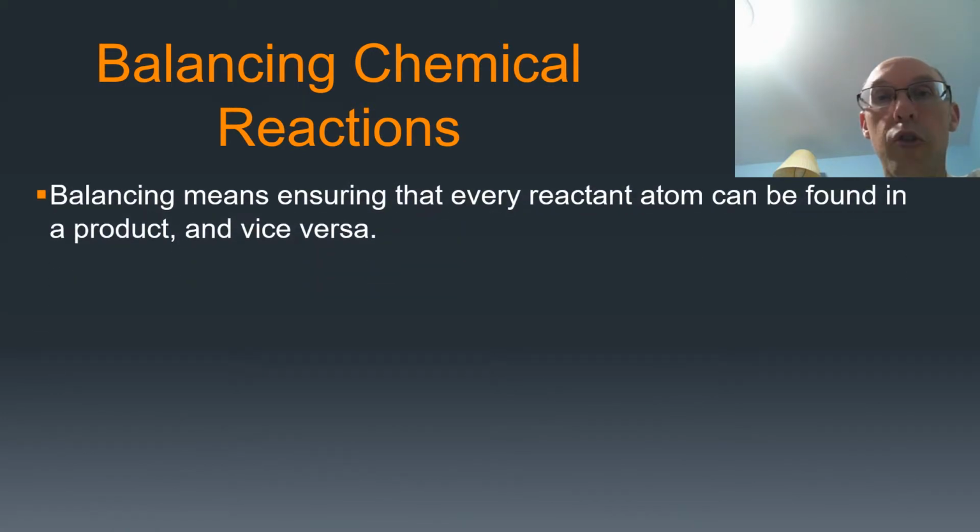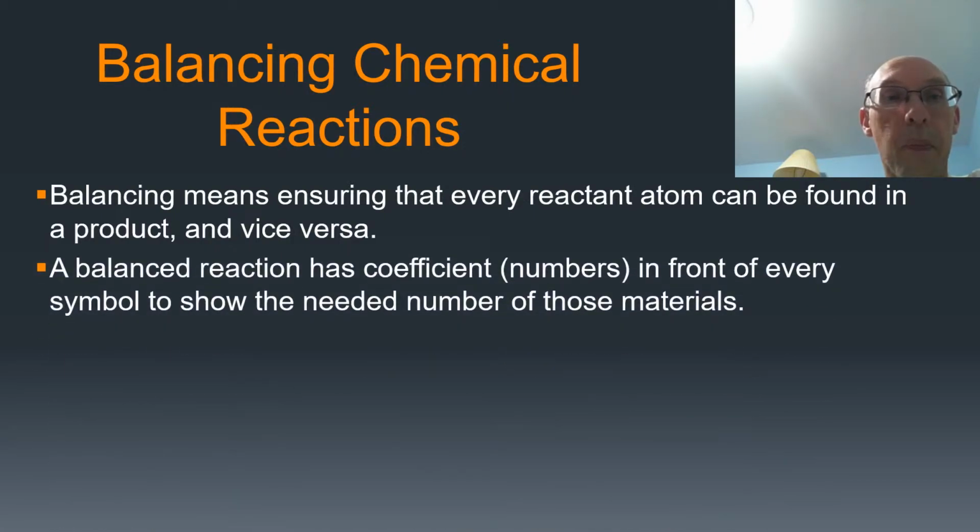Balancing means that we're ensuring that every reacted atom can be found in the products and vice versa, meaning that if you've got an atom that you see in the product, you have to be able to account for it in the reactant side. A balanced reaction will have coefficients, which are numbers, in front of every symbol to show the needed number of each of those materials.